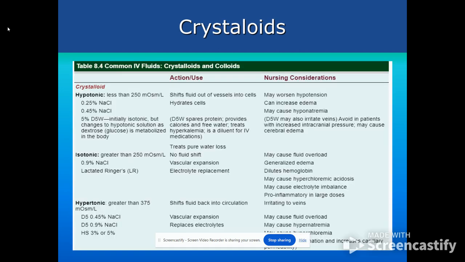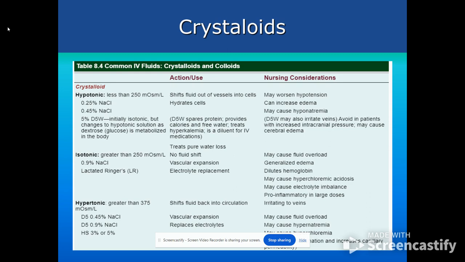All right, so crystalloids. They are, again, solutions that contain small molecules that flow easily across the cell membranes, allowing for transfer from the bloodstream into cells and body tissues. It will increase fluid volume in both the interstitial and intravascular spaces. So we have the crystalloids. They include hypotonic, isotonic, and hypertonic. So hypotonic are 0.25% normal saline and 0.45% normal saline, also D5W.